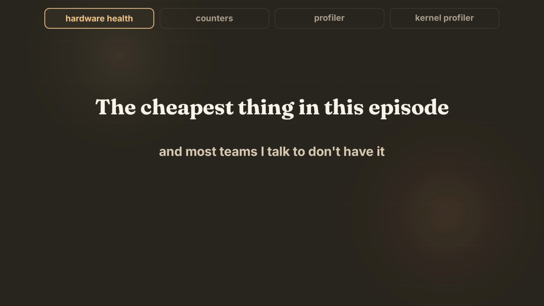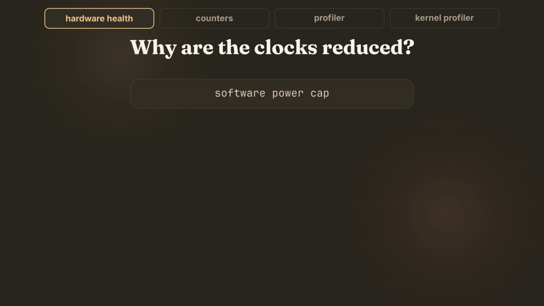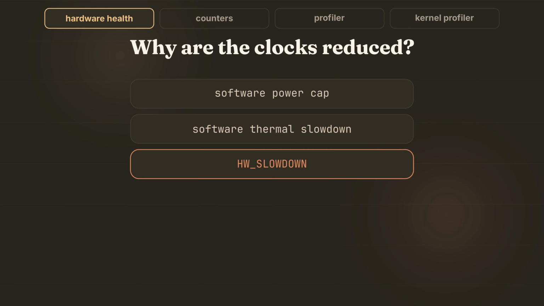Now, the cheapest thing in this entire episode, and most teams I talk to don't have it. Your GPU keeps a field that says why its clocks are currently reduced, and it's one field, and it's already sitting there whether or not anybody ever reads it. There's a software power cap in there, a software thermal slowdown, and then the one to care about called hardware slowdown. And NVIDIA is very direct about what that one does. It will cut your core clocks by a factor of 2 or more. And it can fire when your card gets too hot, or when your power supply asserts a brake on it, or when the power draw has to be cut fast.